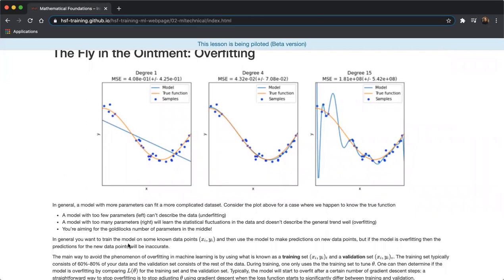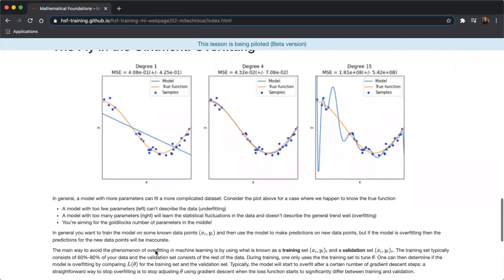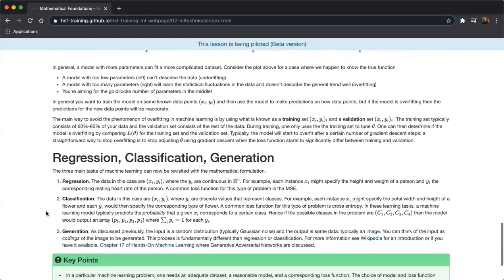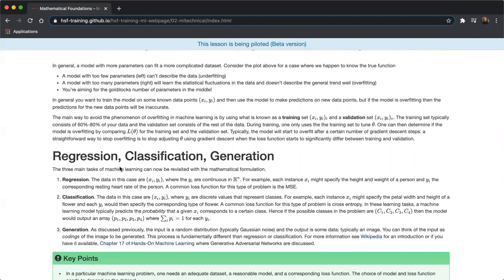In general, you want to train the model on some known data points with xi, yi, then use that model to make predictions on new data points. But if the model is overfitting, then the predictions for the new data points will be inaccurate. The main way to avoid this is to use a training and validation set, which we'll look at some more later. Now, getting back to the three main tasks in machine learning, regression, classification, and generation, we can now revisit them with a mathematical formulation.